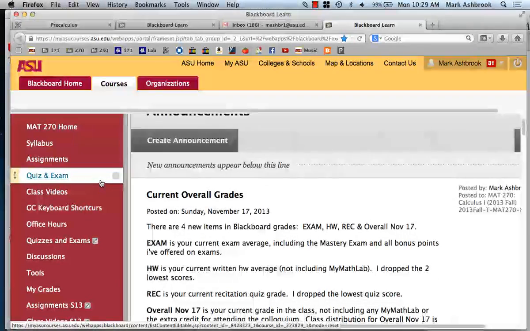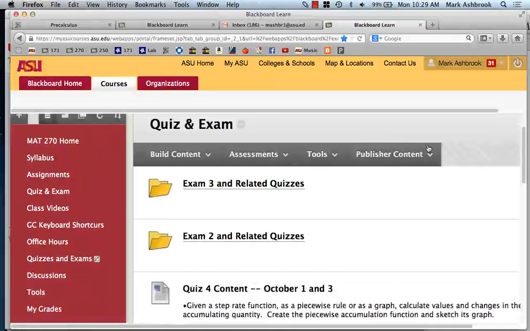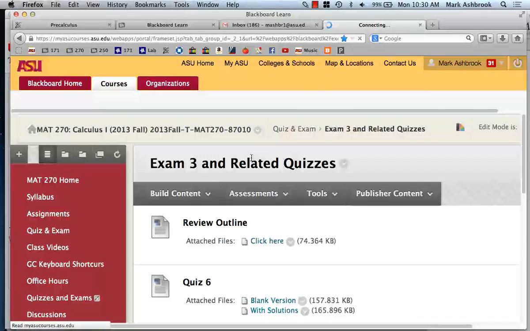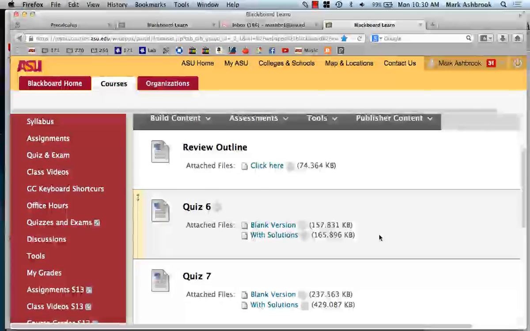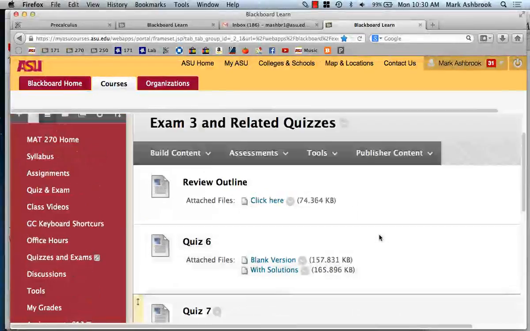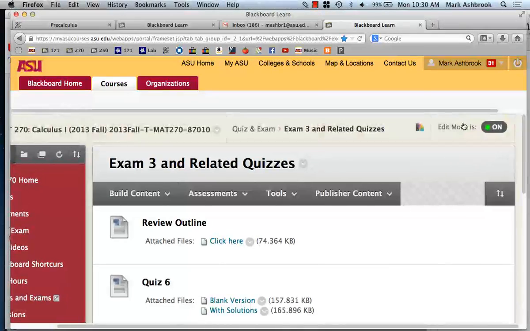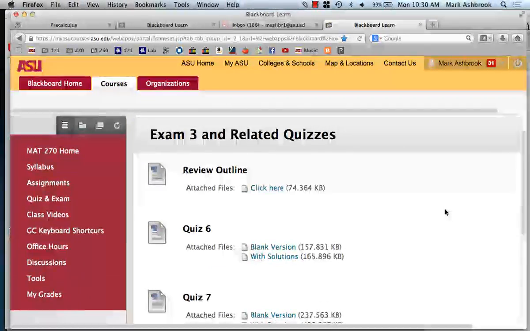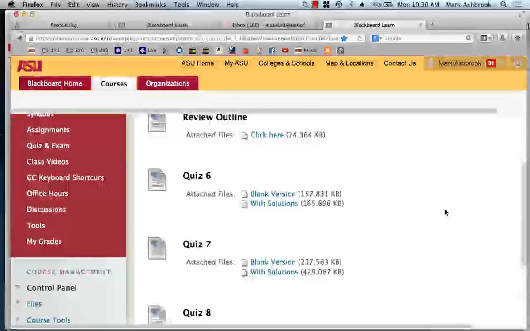Okay, so our exam is Thursday. In the exam 3 related quizzes folder, you've got your review outline, the quiz 6 with solutions, quiz 7 with solutions, and quiz 8 with solutions.